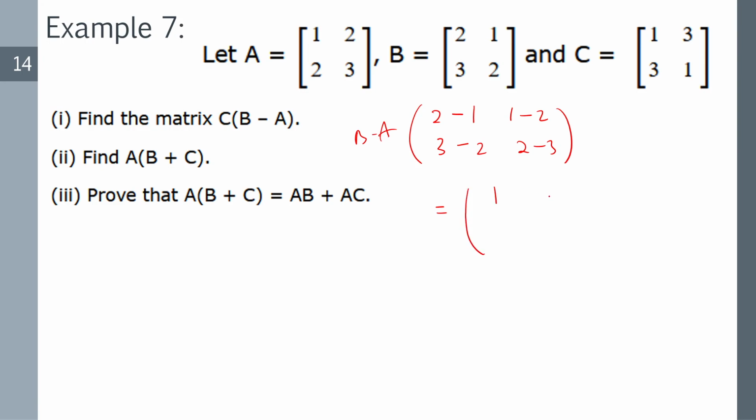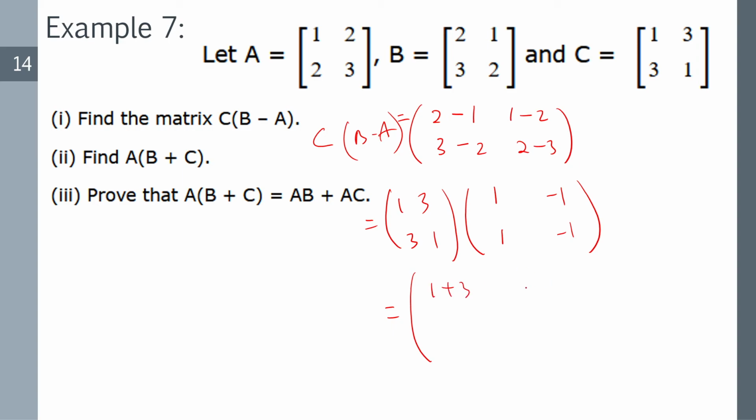So it equals 1, negative 1, 1, negative 1, and I need to multiply with C. That means my C needs to be in front. So my C must be here: 1, 3, 3, 1. As usual, 1 times 1 is 1 plus 3, and then negative 1 minus 3, 3 plus 1, and then negative 3 minus 1. So finally, I have 4, negative 4, negative 4, and 4. So that is my C multiplied by B minus A.